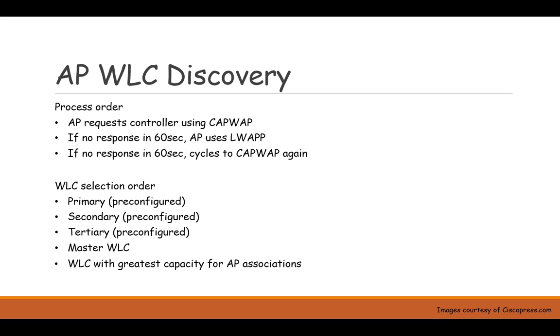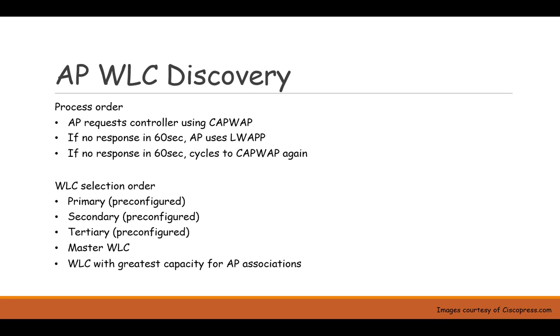Once the wireless controllers are located, if it has multiple to choose from, it'll select which to associate with using the below order. You can manually configure a primary, secondary, and tertiary wireless controller for the access point to associate with, which you'll see when we discuss redundancy design shortly. This will be your primary method of defining your redundancy method.